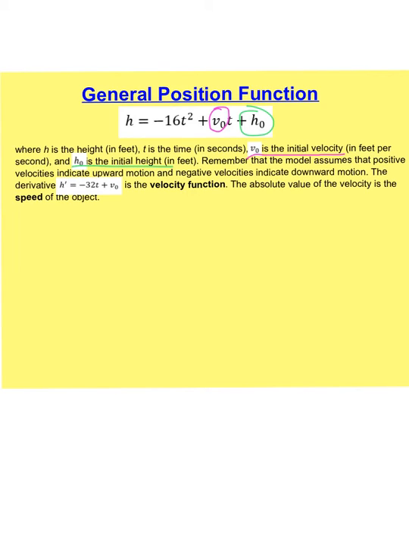And then the last thing we have here is that the derivative of this whole function is always going to be negative 32t plus whatever your initial velocity is, because that would be 1 times that value. And so that's going to be your instantaneous velocity function at any point in time.